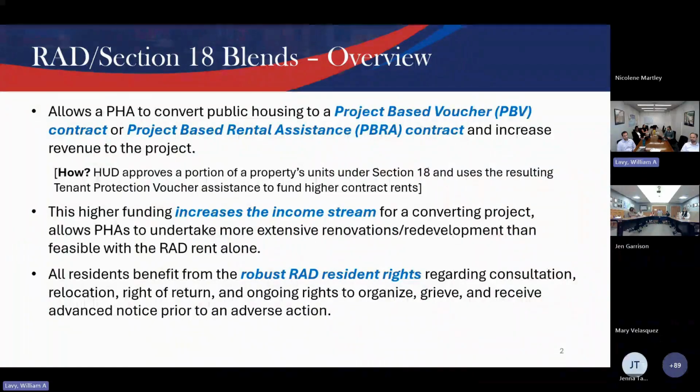One of the most important items is the robust resident rights that we have been able to lock in RAD conversions, where residents aren't rescreened, even though they're now becoming Section 8 residents. Therefore, it makes their right of return easier to administer. And residents also have many of the same ongoing rights they have in the public housing program around the ability to organize and grieve and receive advance notice for adverse actions.